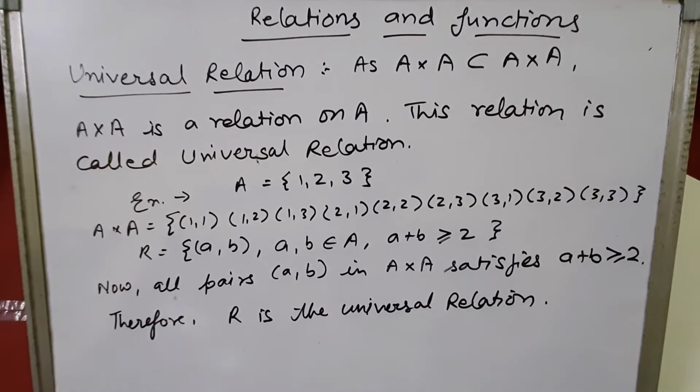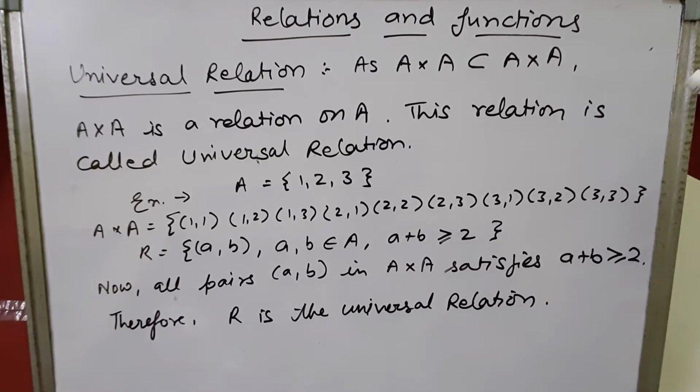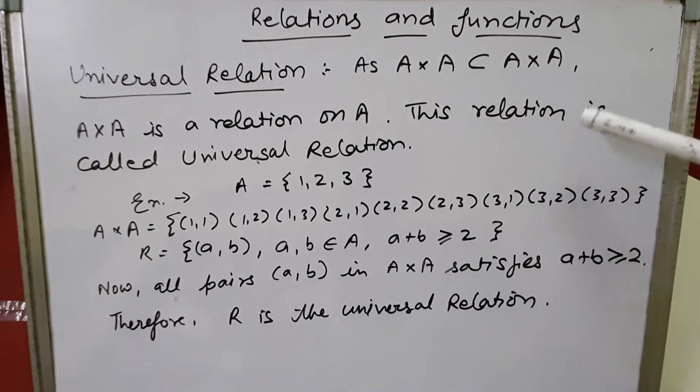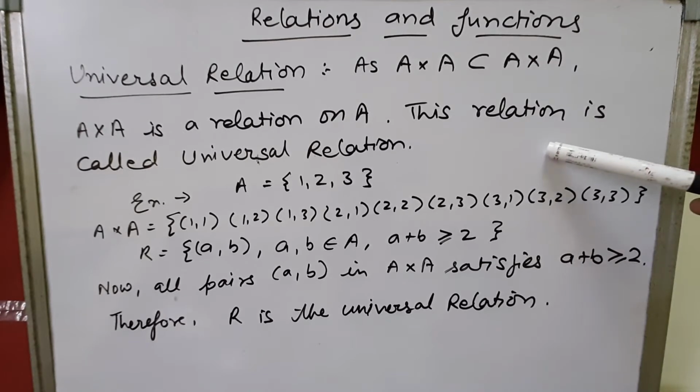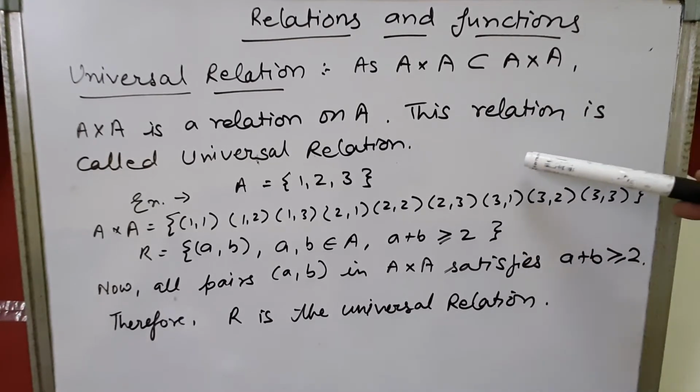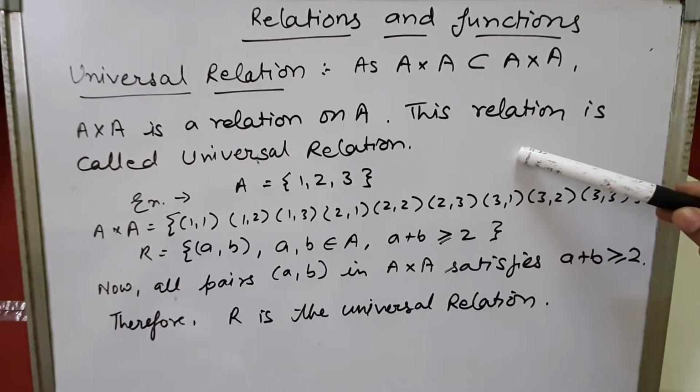Now next is universal relation. In universal relation, all the ordered pairs satisfy the condition. That means as A cross A is a subset of A cross A, A cross A is a relation on A, and the relation is called the universal relation. Like in the previous empty relation, we studied that no ordered pair satisfies the condition, so it is an empty relation. In universal relation, all the ordered pairs satisfy the condition.